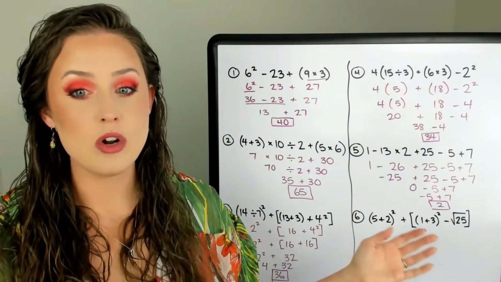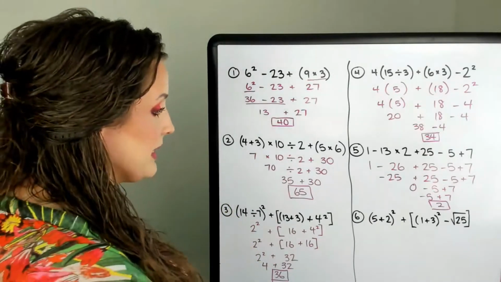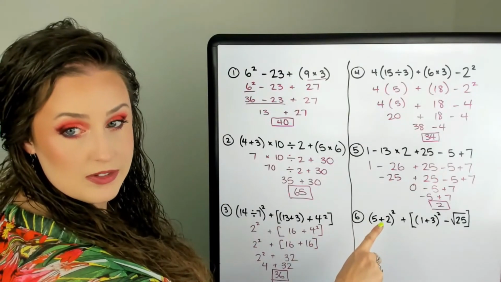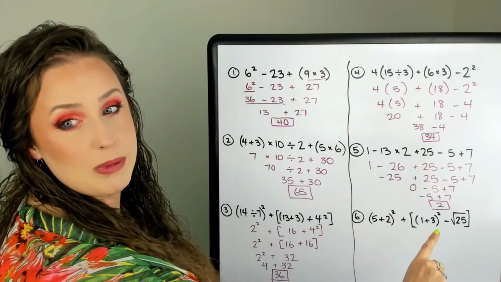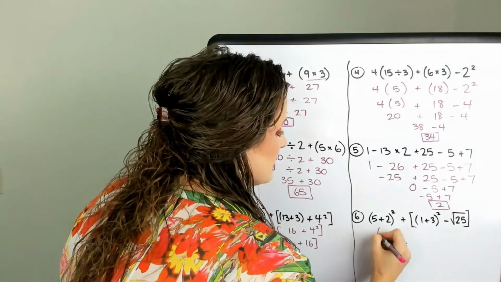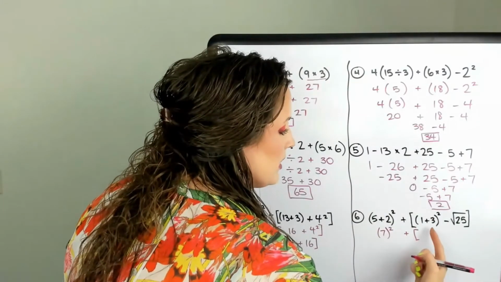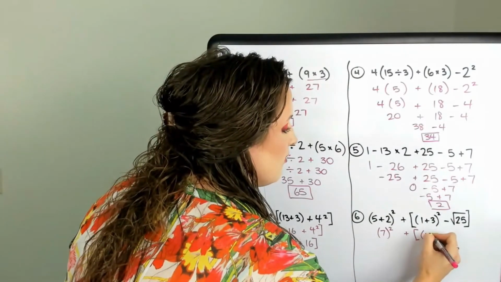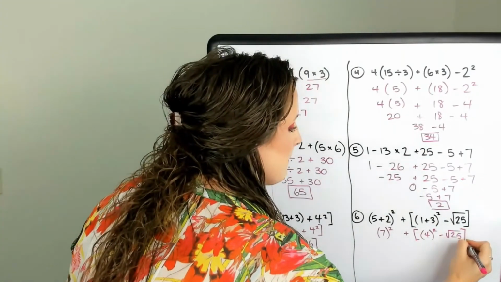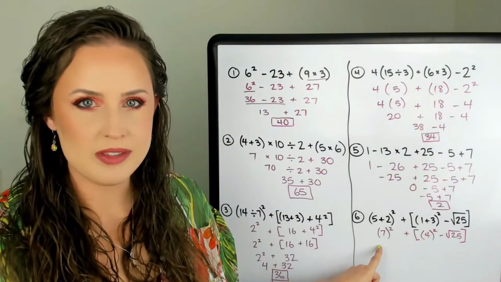So last one here, and then I'll give you some to practice, and I'll also give you the answers, and then we'll be done. So on this one, it's very similar to this one, where we want to do what's inside the parentheses first, and inside the brackets, which would be the parentheses in there first. So we're going to have 7 squared plus, keep our bracket there. So 1 plus 3 would be 4 squared minus root 25. Like that.